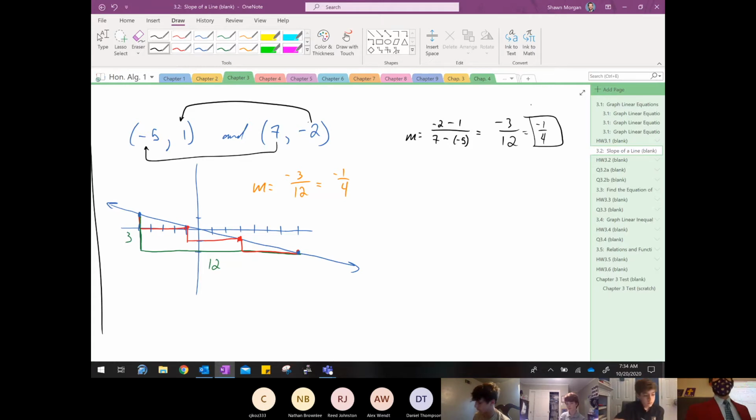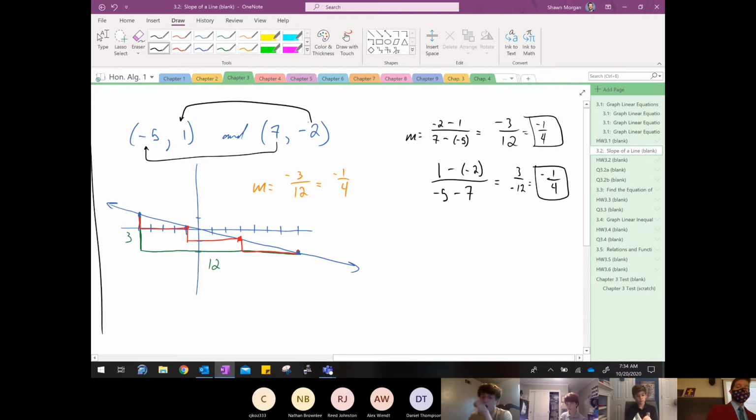If I had calculated it by saying 1 minus negative 2, and then back over there, negative 5 minus 7, I'm going to get 3 over negative 12, which is the same thing as negative 1/4. So you get it either way you slice it. Whether you start with this as your first point over here at negative 5 comma 1, or you start with this as your first point down there at 7, negative 2. Okay? Y'all feeling pretty good about slope?